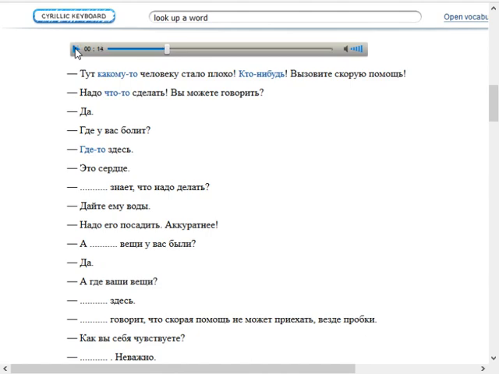Это сердце. Кто-нибудь знает, что надо делать?